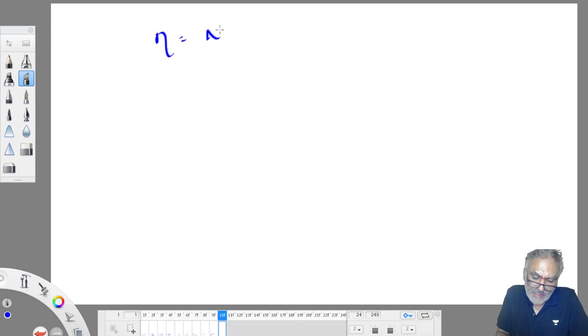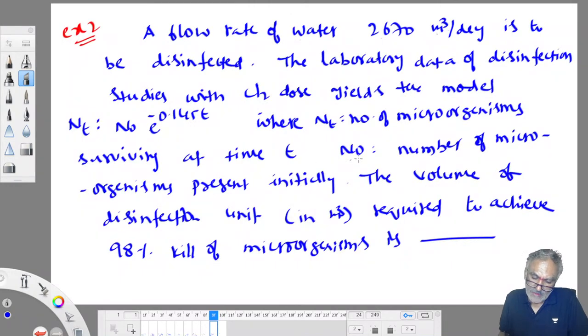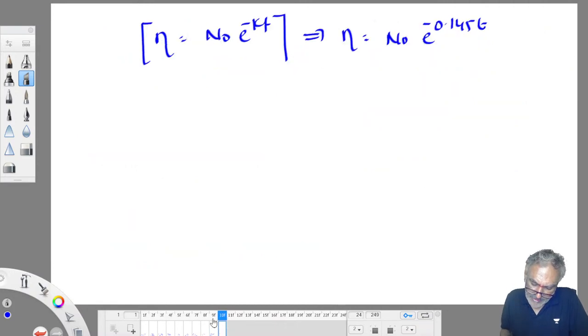Efficiency is equal to N naught into e power minus kt. Here what equation is given? Efficiency is equal to N naught into e power minus 0.145 t. So instead of k, it is given as 0.145. t is time in minutes. T is given in minutes.